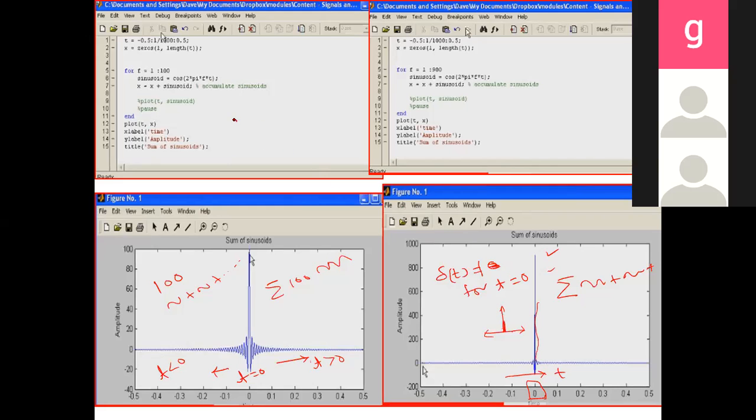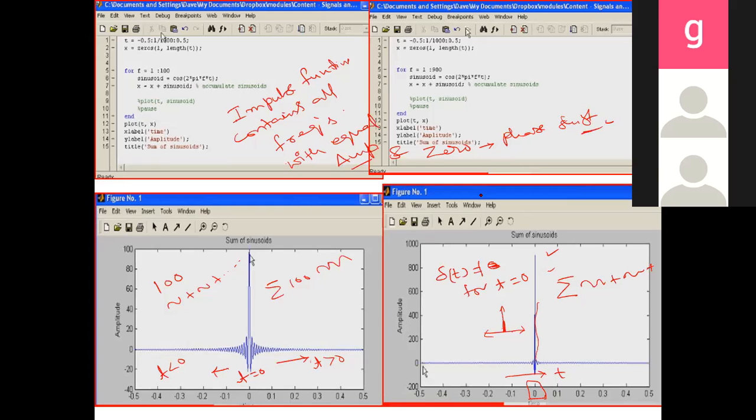I write again here: the impulse function contains all frequencies, with equal amplitudes, and zero phase shift. Okay, so this is why I use the impulse function. This is the first case, the characteristic of the impulse function.